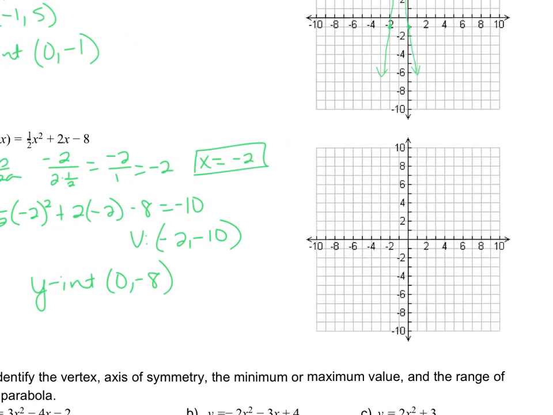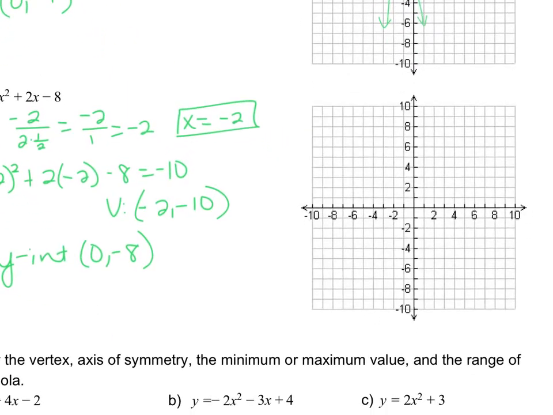Okay, let's graph it. Negative 2, negative 10 is right here. And then our y-intercept, negative 8. Then go in the opposite direction. It would be right here. Alrighty, there is your graph. That's it.